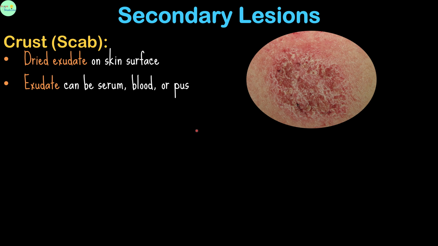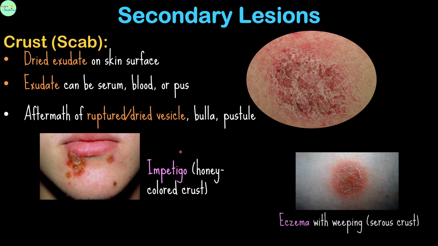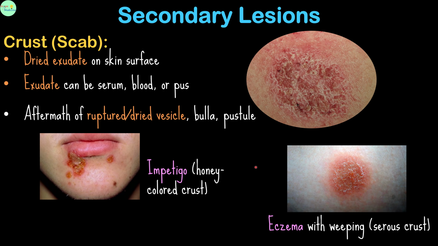Crust, also called a scab, is dried exudate on the skin surface. This exudate can be serum, blood, or pus. Crust represents the aftermath of a vesicle, bullae, or pustule that has ruptured or dried out. The classic example is the golden or honey-colored crusts of impetigo, a bacterial skin infection. Crusting is also commonly seen in eczema that has been weeping fluid.